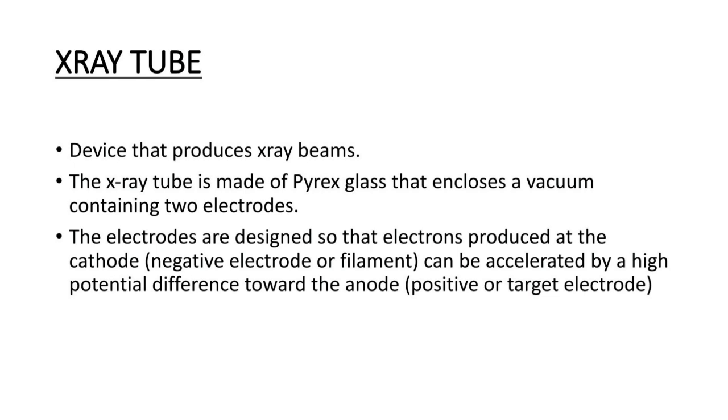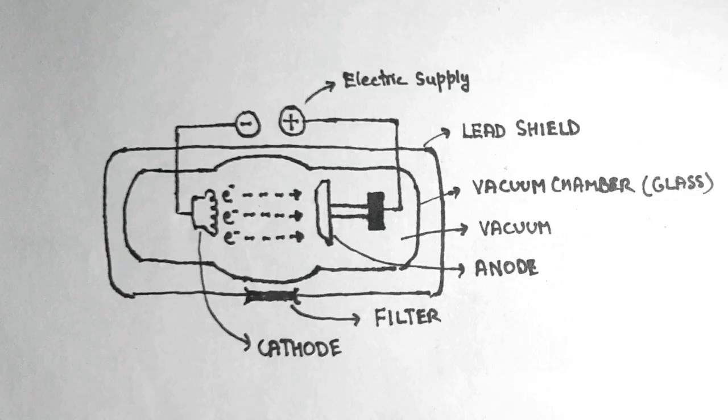It is a diode containing anode and cathode enclosed within a Pyrex glass in a vacuum chamber. The two electrodes are connected across high electric field, which accelerates electron produced at cathode towards anode. Here is a simplified diagram showing different parts of our X-ray tube. We will now study each part in brief.